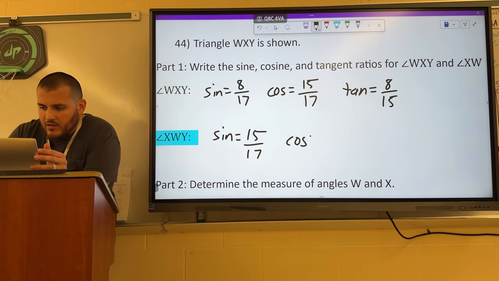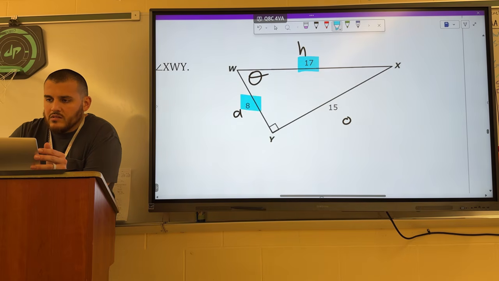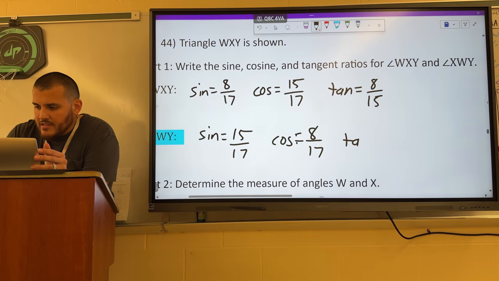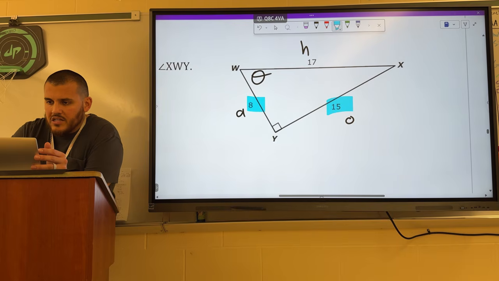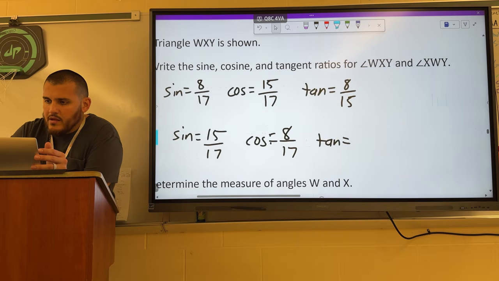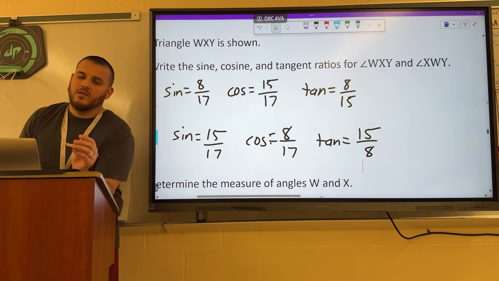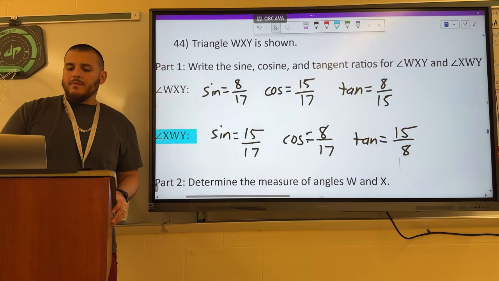The cosine ratio for this angle would be adjacent over hypotenuse. 8 over 17. 8 over 17 for my cosine ratio. And lastly, tangent ratio is opposite over adjacent. So 15 over 8. Those are my tangent, cosine, sine ratios for both of the acute angles in that triangle.